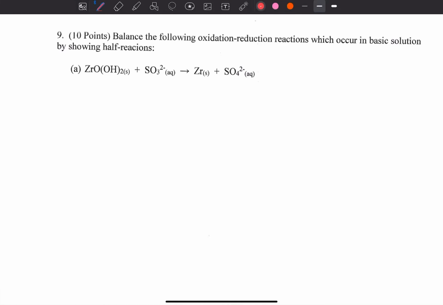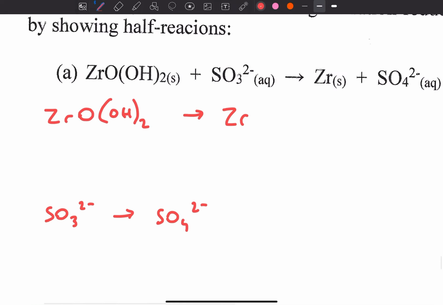All right, let's tackle this problem. So we're first going to have this Zr(OH)2, and it's going to turn into Zr. And then we're also going to have this SO3 2- that turns into SO4 2-. So let's zoom in and look at these overall charges.